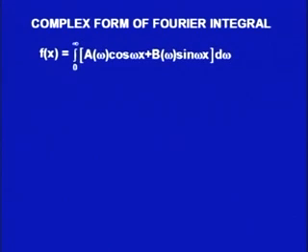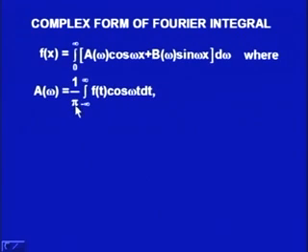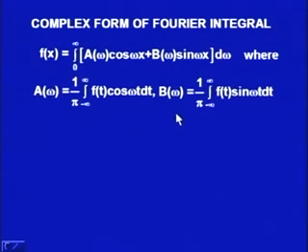Let f(x) be, we do know, the integral from 0 to infinity of a(omega) cos omega x plus b(omega) sin omega x d omega, where we do know that a(omega) is 1 upon pi integral from minus infinity to plus infinity f(t) cos omega t dt, and b(omega) is 1 upon pi integral from minus infinity to plus infinity f(t) sin omega t dt. This we had done in the Fourier integral.